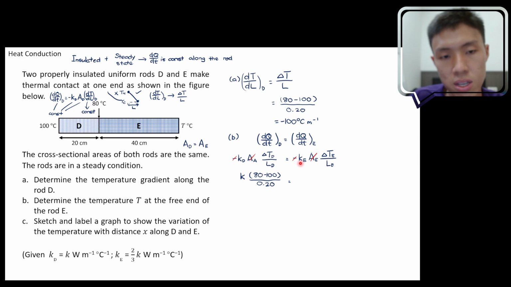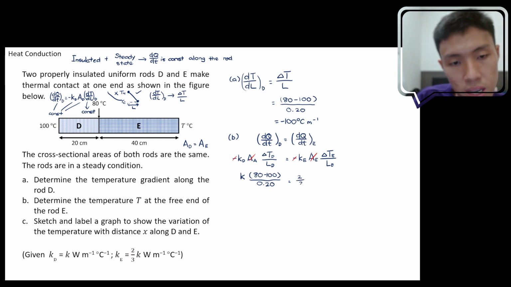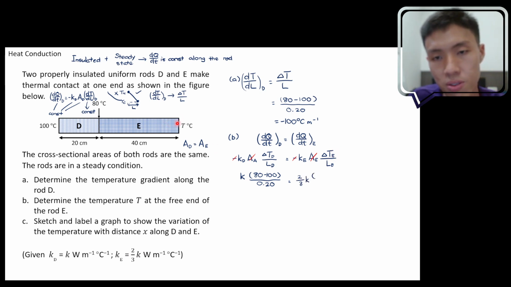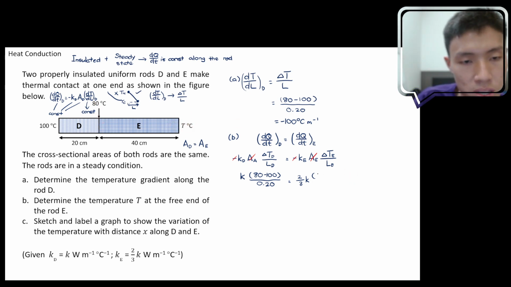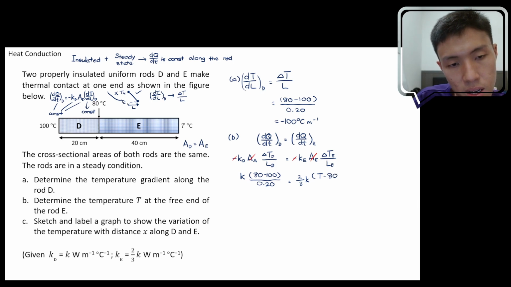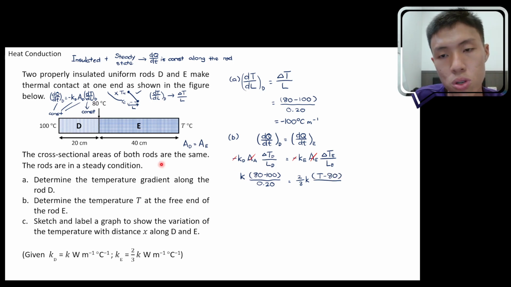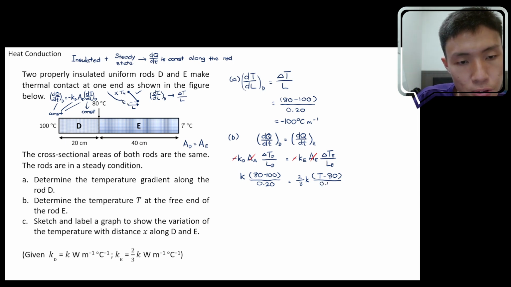Next you have k_E. k_E is the thermal conductivity of rod E, which is equal to 2/3 of k. So this is 2/3 k. Then you have your difference in temperature for rod E. You take the right minus the left. The right is T, the left is 80. So you take T minus 80, divided by the distance between the two temperatures, which is 40 cm. Changed to meters, that will be 0.4.